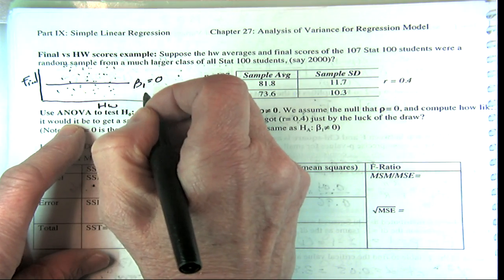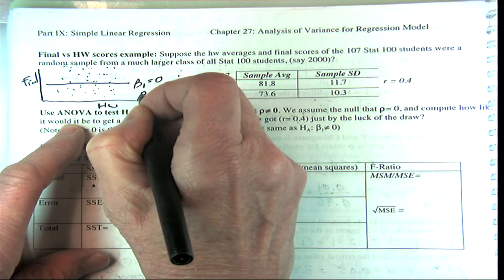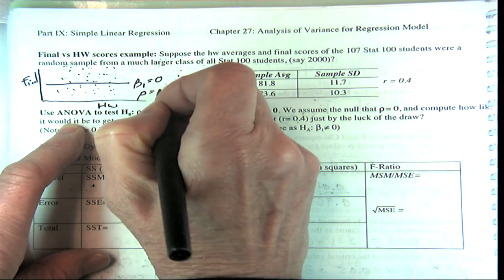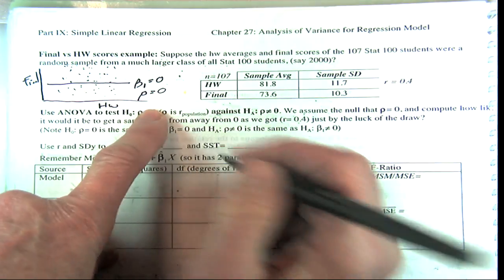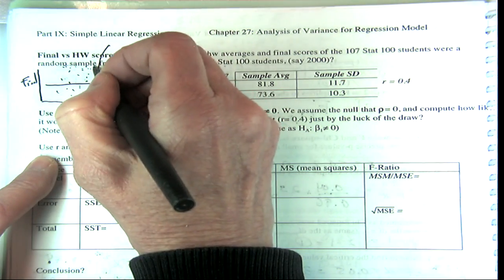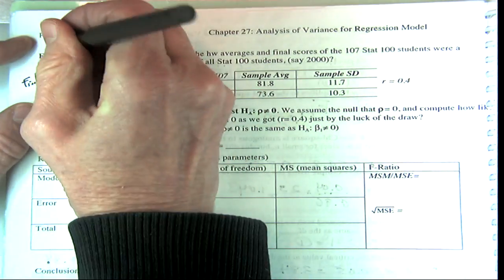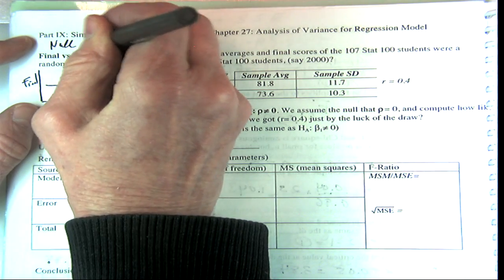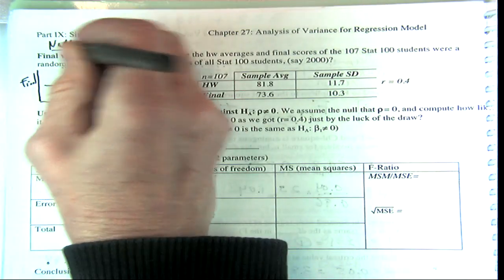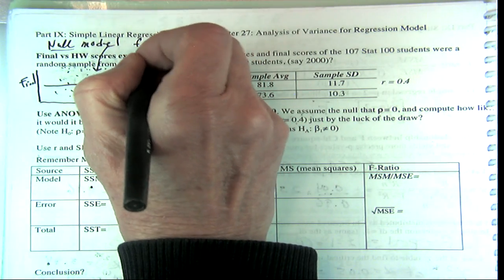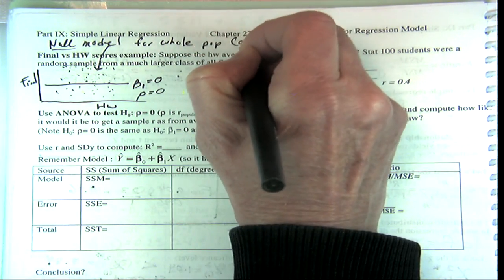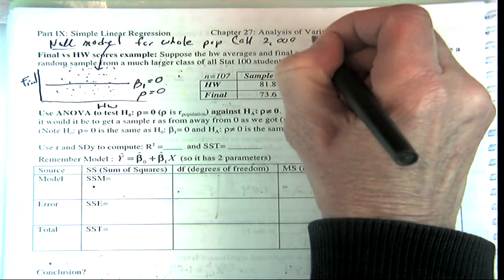That's the same thing as saying rho, which is R, rho for the whole population is 0. Those two things are equivalent. And this is our null scatter plot, our null model, or scatter plot that's under the null for the whole population. And it's always the whole population, so that's all 2,000 students.